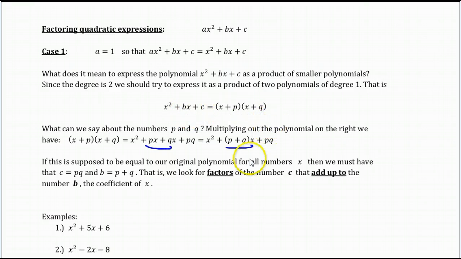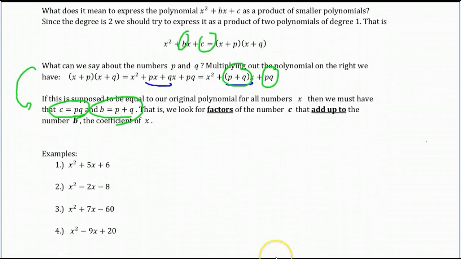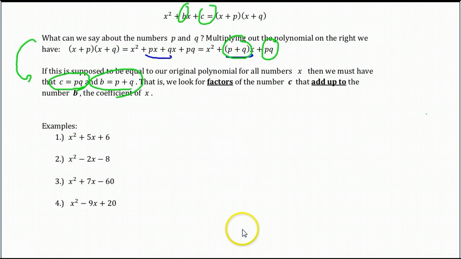So if you multiply the polynomials together, you end up getting x squared plus px plus qx plus p times q. And then from there, we equate the coefficients. So we have that the coefficient of x is p plus q, and the coefficient of x must be b. The constant coefficient is p times q, and that's also supposed to be equal to c. If that's going to be true for every real number x that we plug in, we must have that c is equal to p times q, and b is equal to p plus q.